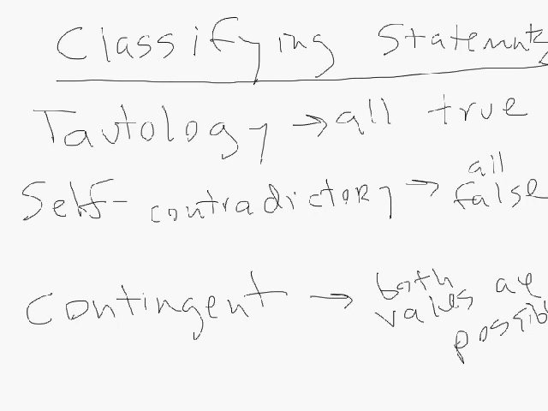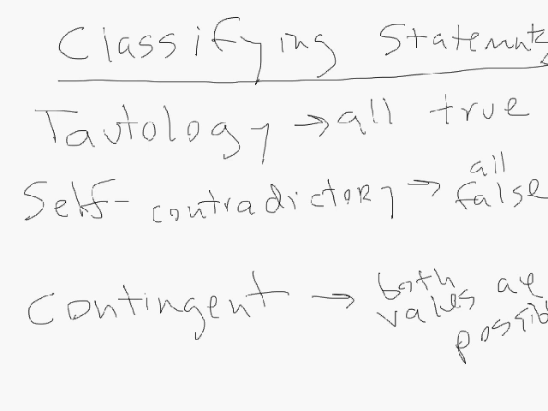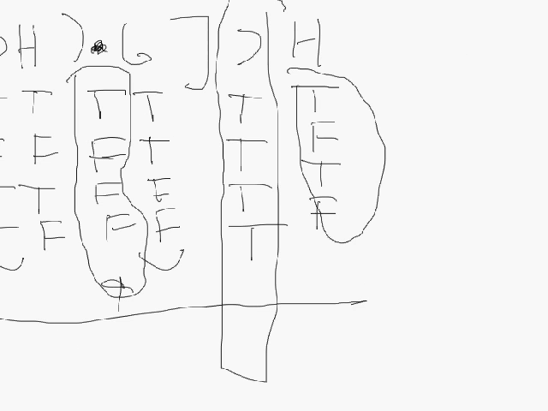Our tautologies are all true, our self-contradictions are all false, and our contingents are both, where we have both values present. Okay, so then the next question is, what happens when we take two different propositions and compare those? I'll be doing that in my next video on comparing statements.